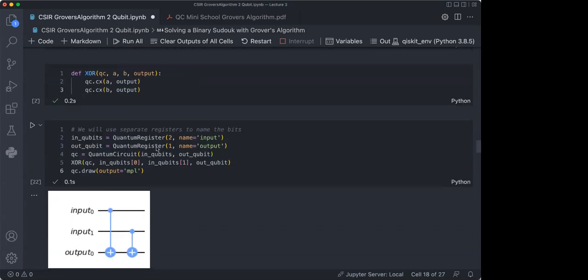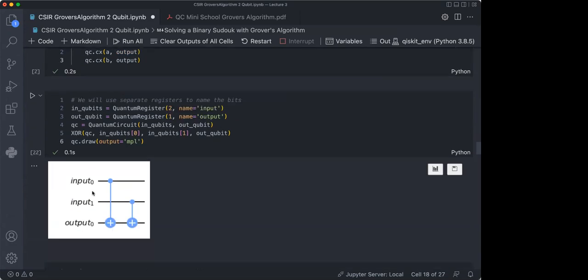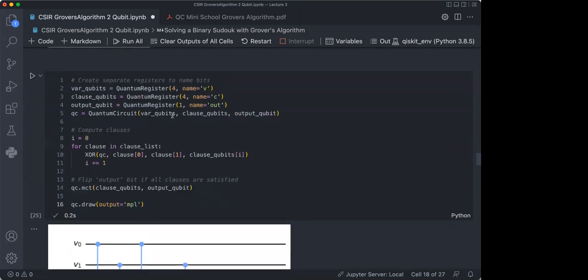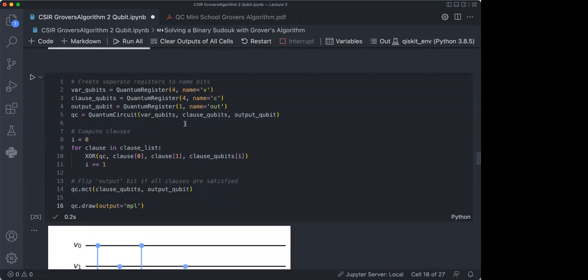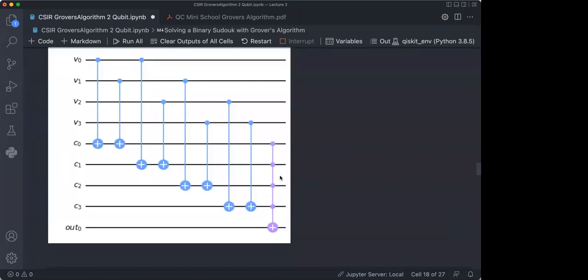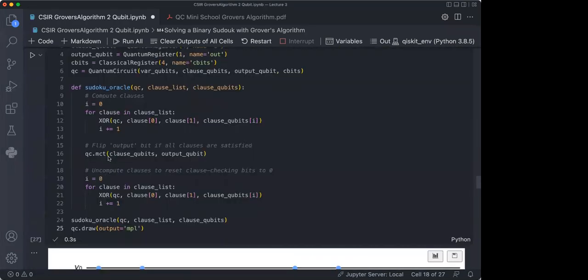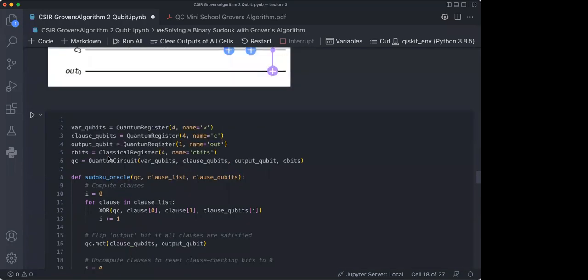And when we draw it, this is what it looks like. We have 2 input qubits and an output qubit. If these are the same, then as I've told you, this is going to be 0, and if they're different, this will be 1. So this is how to implement each portion of the circuit that I've already shown you. And as you can see, we have the checking circuit here with the Toffoli, and this is the full oracle. The code for the full oracle is here.